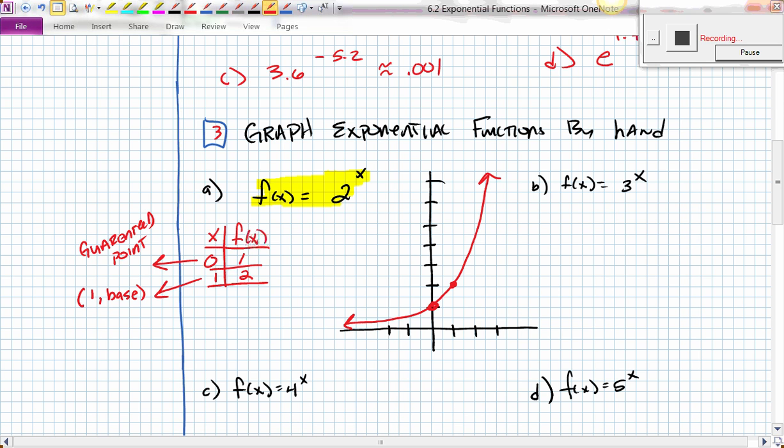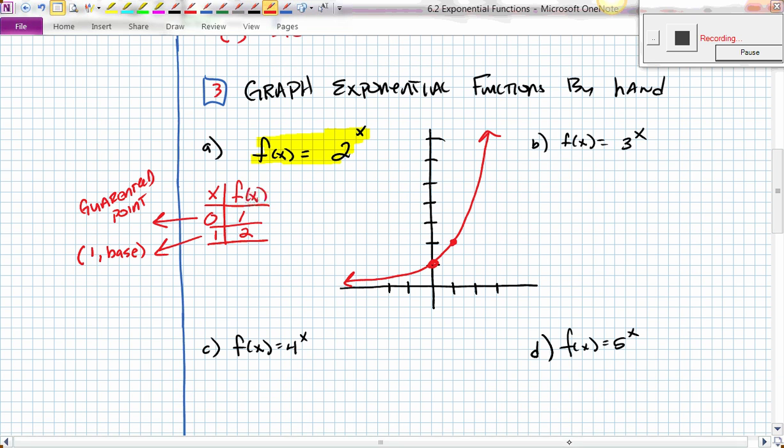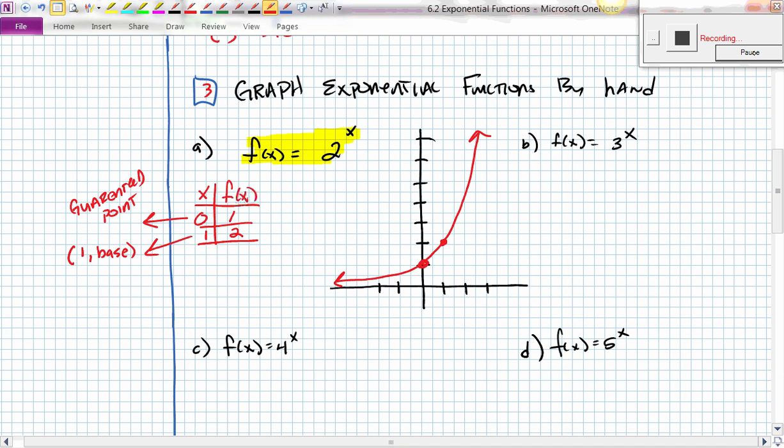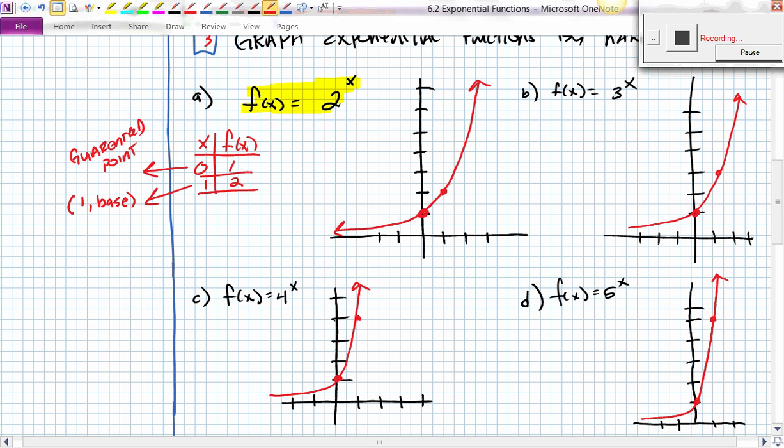Yeah, so that's something else. We'll get to that in a second. All right, so you have 0, comma 1, the guaranteed point, then you have 1, comma base. Go ahead, take about 2 minutes, and graph B, C, and D with the rest of your group. All right, so take a look at mine up here. Does yours look something like mine over here?